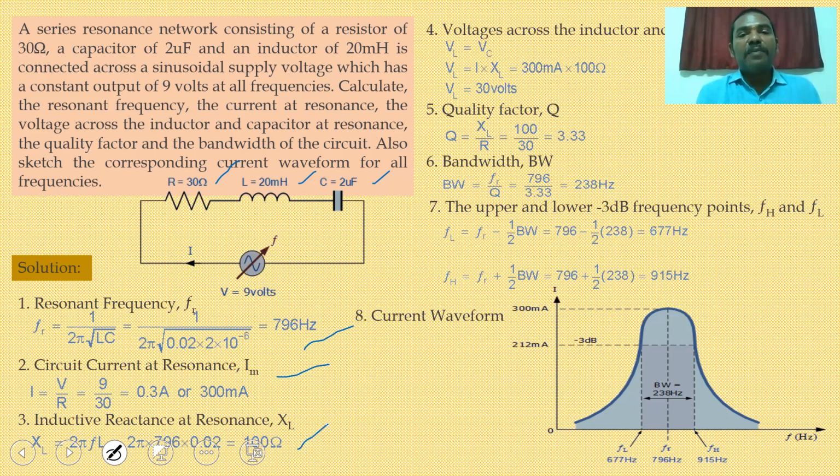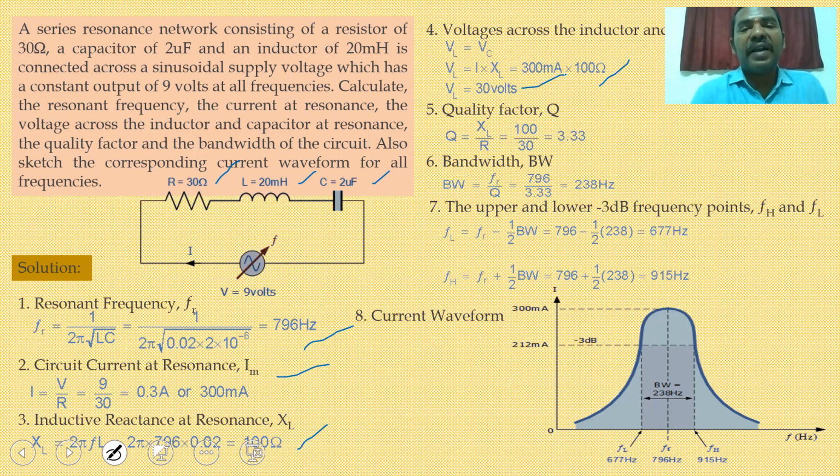So the voltage drop across the inductor is I into XL. So 300 milliamperes into 100 ohms. So finally you can get 3 millivolts. Okay.